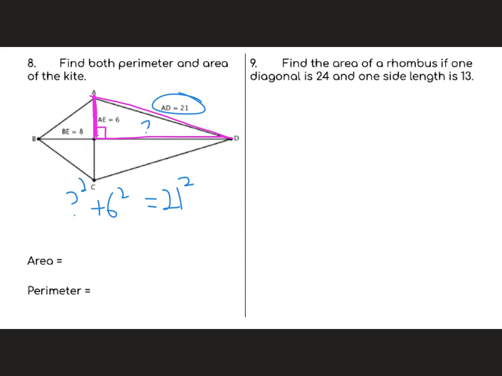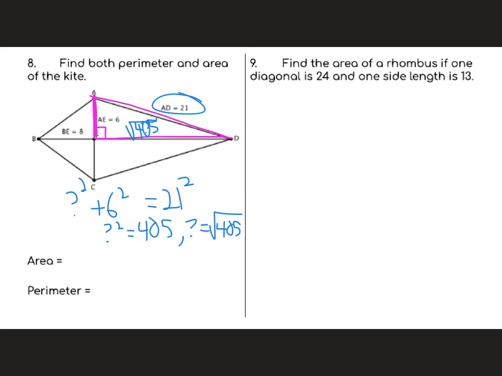If you do 21 squared, and then you subtract 6 squared from that, you get 405. So that means question mark squared is 405. So that means question mark is the square root of 405, which is not a nice number, but that's okay. So I'm going to write that as the square root of 405.